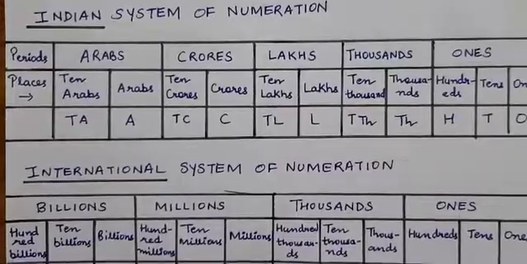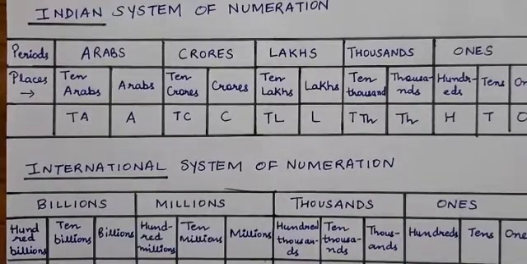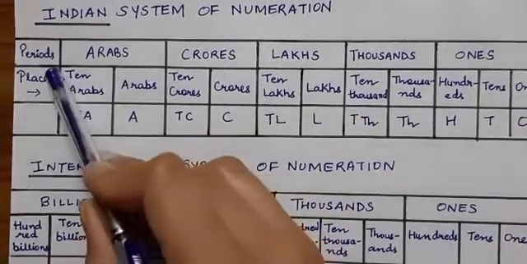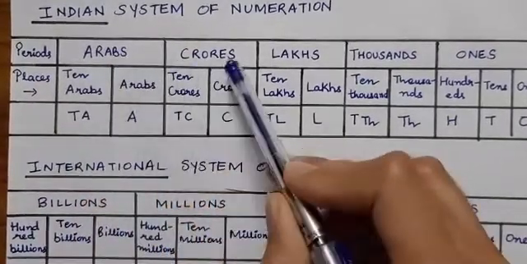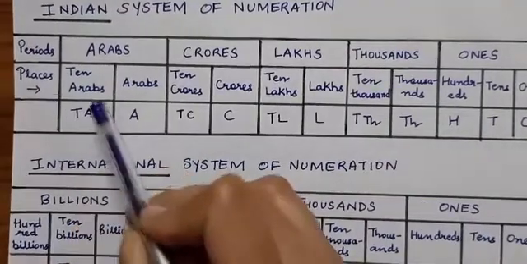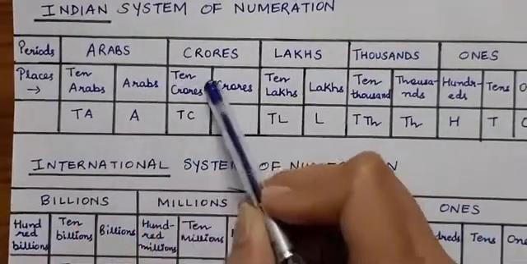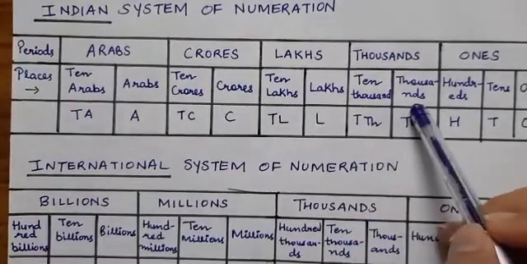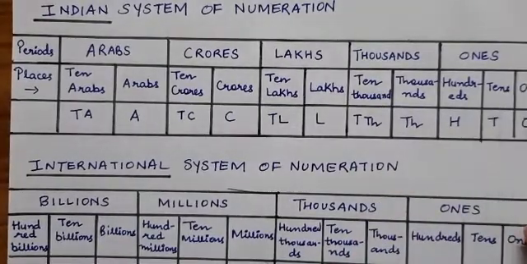There are two systems of numeration. First we are going to study the Indian system of numeration. The periods in this system are arabs, crores, lakhs, thousands, ones. And the places are 10 arabs, arabs, 10 crores, crores, 10 lakhs, lakhs, 10 thousands, thousands, hundreds, tens, ones.